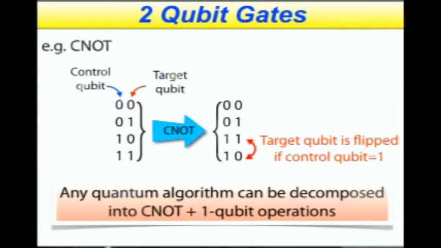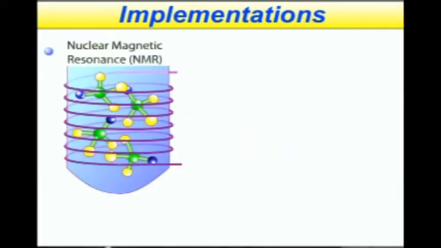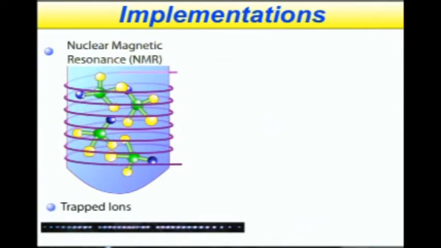But these 2 operations, CNOT plus arbitrary rotations of single qubits, are enough to build a universal quantum computer, a computer which can solve any computationally accessible problem. And this was the basis which was used for the first implementations. I mentioned that nuclear magnetic resonance was the first one which was actually demonstrated. The second one which became available are trapped ions.